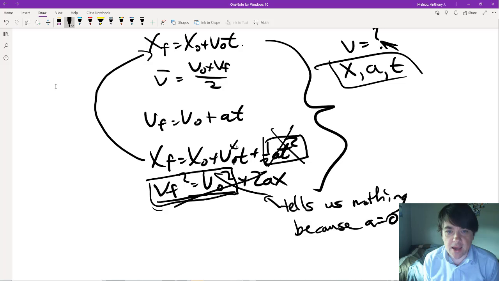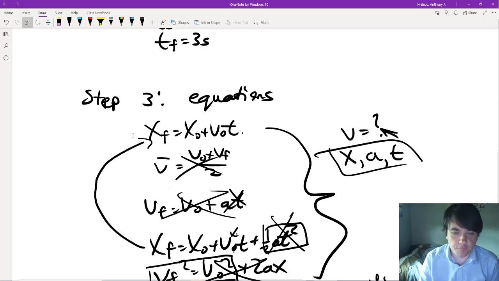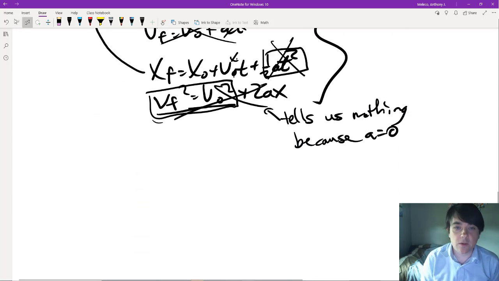This guy again, a is 0, so this goes away. And this just tells us v final equals v initial, which is what this one tells us. So this equation doesn't work here either. This one doesn't work either. It relates velocity to itself. It's not really useful for us. So again, this just tells us v equals v. Great. Nothing.